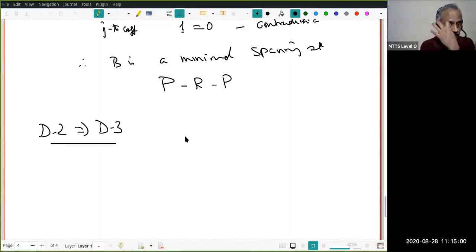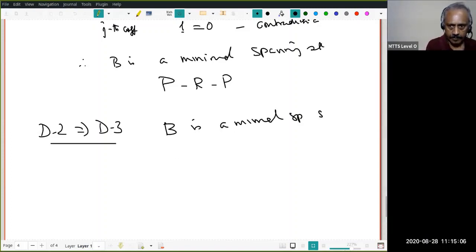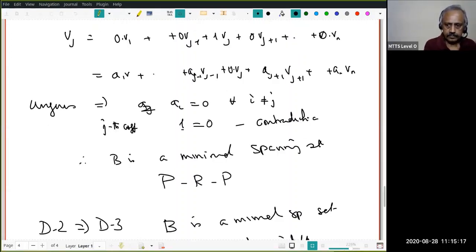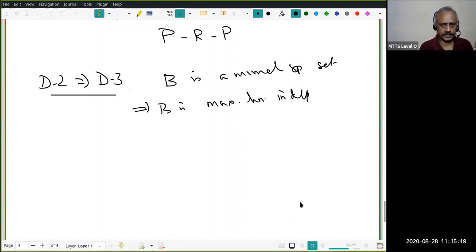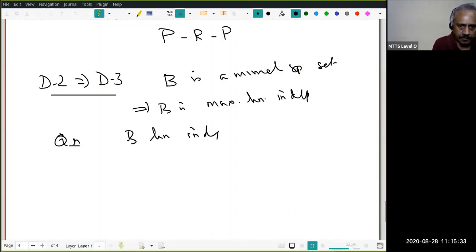Now let us assume B is a minimal spanning set. I have to prove B is a maximal linearly independent set. Is that clear? First I have to prove it's linearly independent. So the first question is whether B is linearly independent. We have to check that. After that, we have to check it is maximal with respect to linear independence.